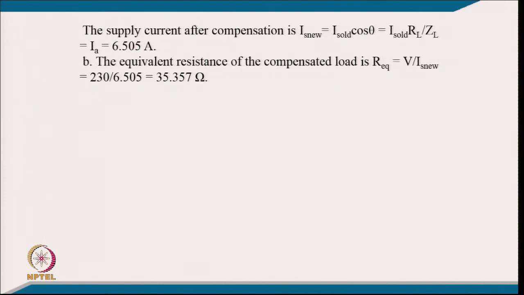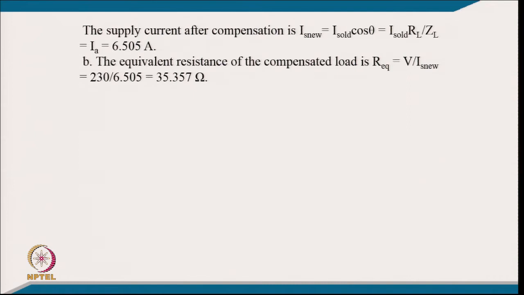That will be Is_new, Is_old into cos theta, that is only now the resistive circuit, Is_old RL upon ZL, and that is equal to 6.05 ampere, and the equivalent resistance of the compensated load. Now, we can say R equivalent is V upon Is_new, that is 230 divided by 6.505. So, the equivalent load resistance will be 35.357 ohm. So, that is the solution of this typical numerical problem.